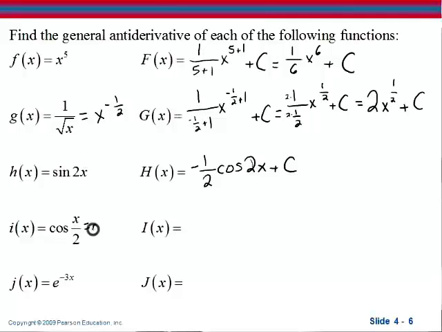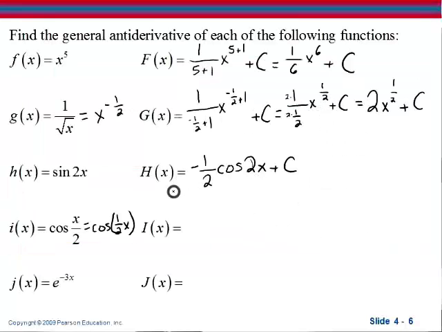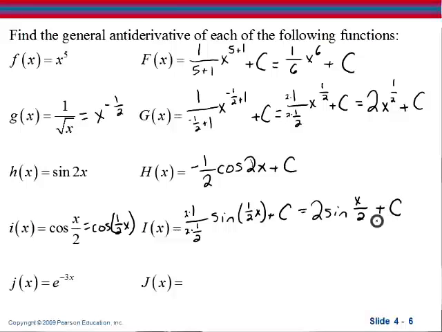Now let's take this, and we probably want to treat this so that we know what our k is as 1/2 x, the cosine of 1/2 x. Okay, now let's go back. Cosine had a similar formula. It's 1 over k sine kx plus c. So I would have 1 over k, 1 over 1/2, sine of 1/2 x, or x over 2, plus c. Now, same as above, if I multiply both top and bottom by 2, I will have 2 sine of 1/2 x, or if you want to go back and make it x over 2 again, plus c.